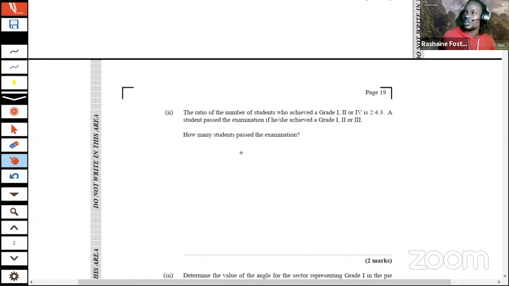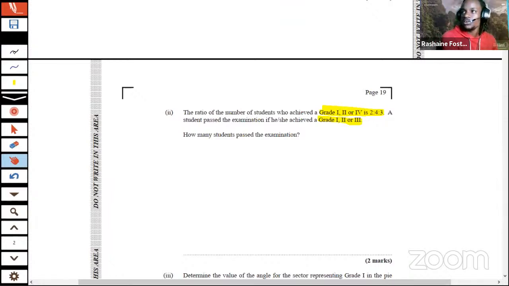So make sure that you keep all of that important information in mind, and you do not do the wrong thing by not paying attention to exactly what the information is saying. Remember, you only pass if you get a 1, 2, or 3. Do not use the information about grades 1, 2, and 4 to answer the whole question and then end up not doing the right thing. So let's continue here now.